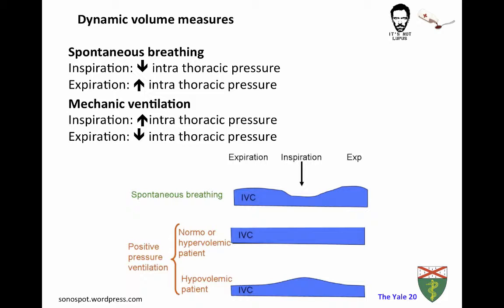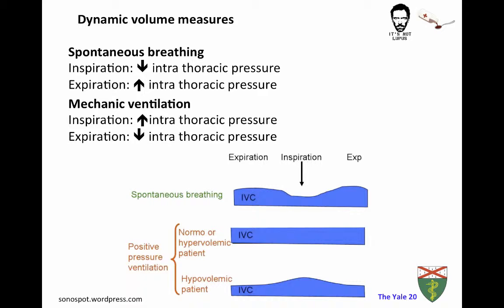A concept that needs to be understood first, though, is the difference between spontaneous breathing and mechanical ventilation. During normal respiration, which is referred to as negative pressure ventilation, there's a decrease in intrathoracic pressure during inspiration and an increase during expiration. The exact opposite is true in the case of mechanical ventilation, or a form of positive pressure ventilation, where during inspiration, there's an increase in intrathoracic pressure and a decrease during expiration.